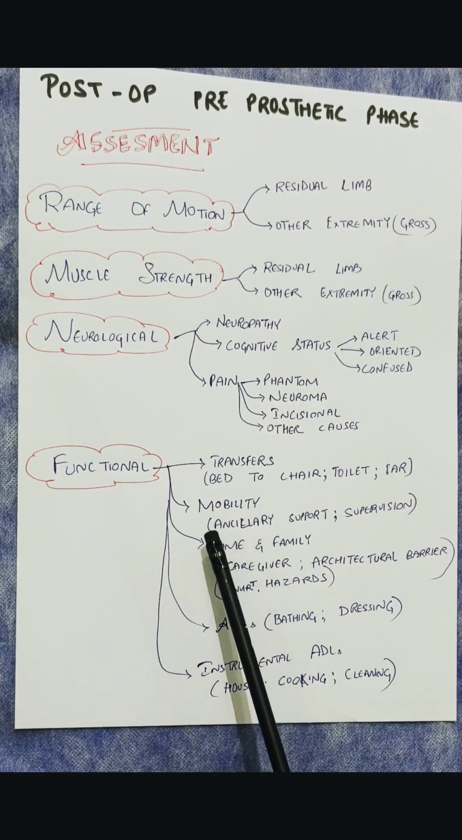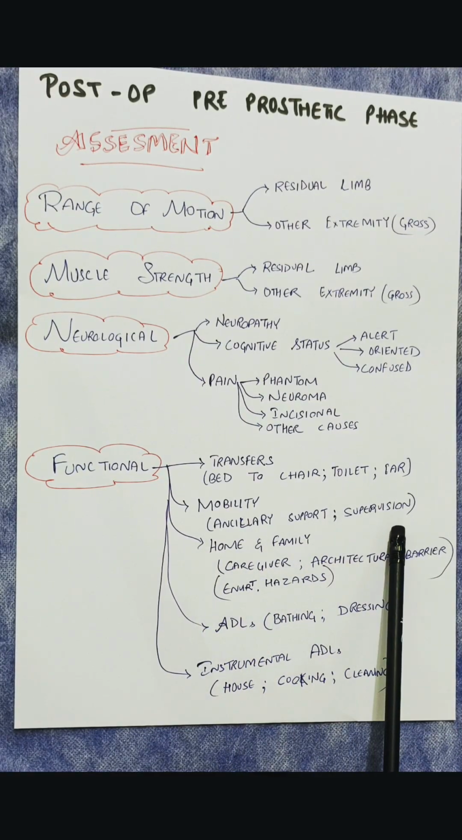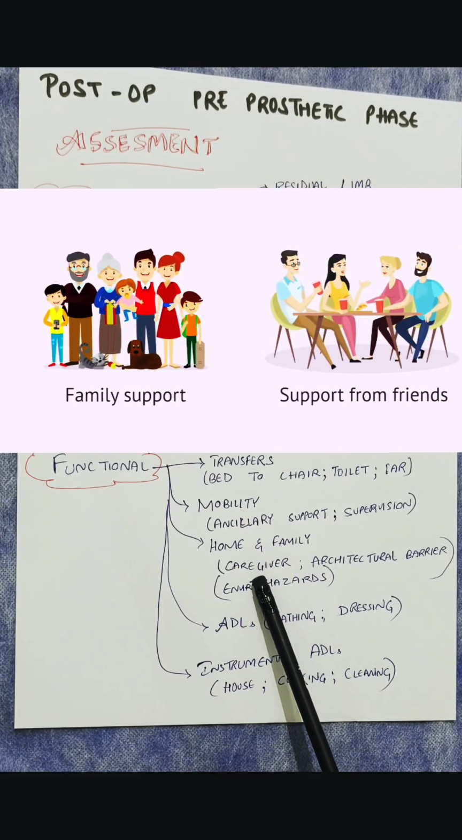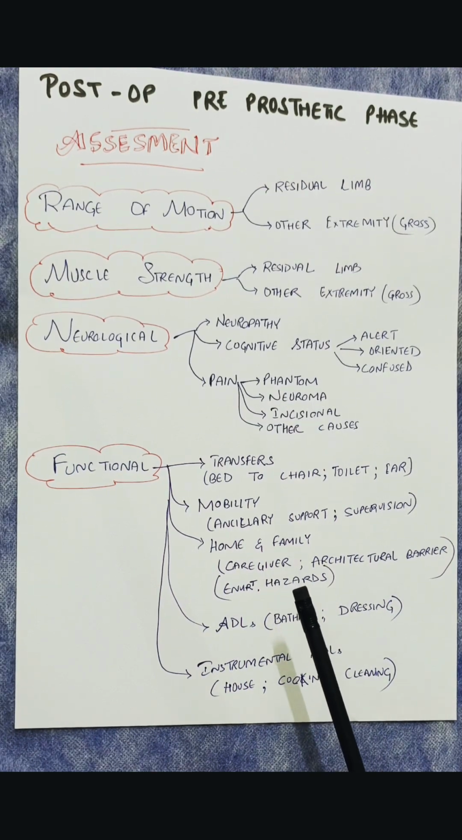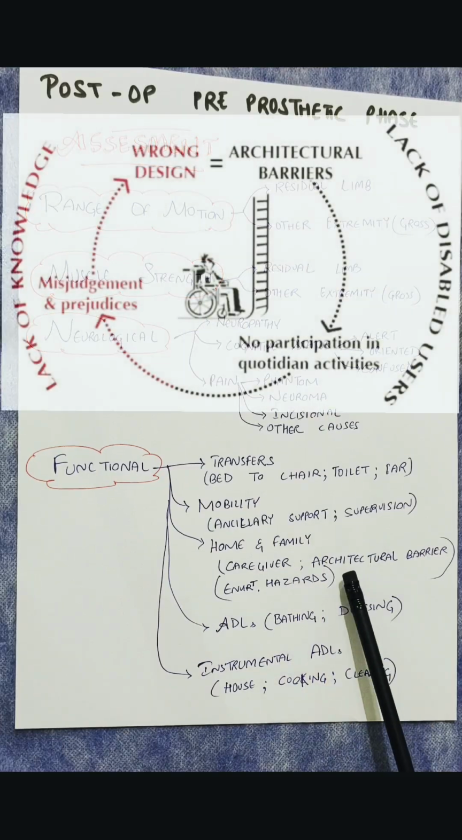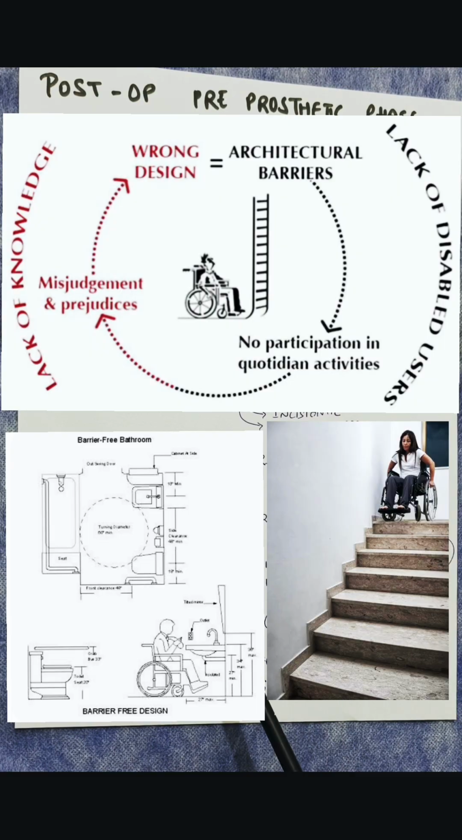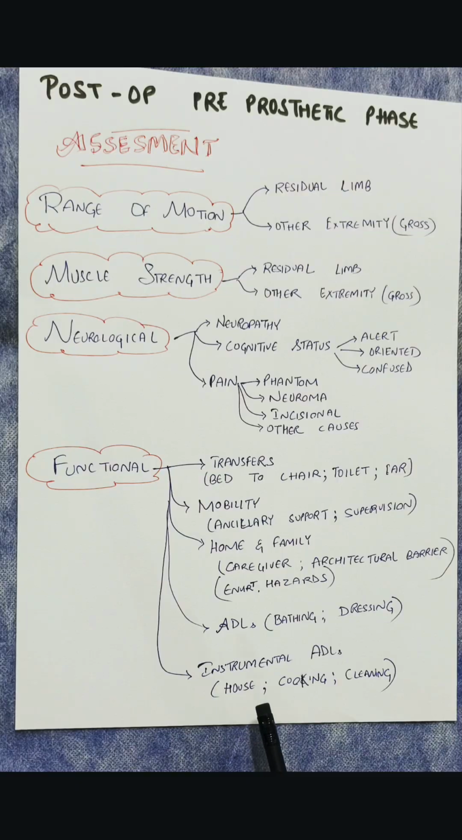We look for the mobility, what all ancillary support they're using. We supervise their mobility, and we look for the home and family, how the caregivers are, whether they understand the condition and help appropriately to the person, their architectural barriers, and all their environmental hazards, their activity of daily living like bathing, dressing, and grooming themselves, their instrumental ADLs including house chores, cooking, cleaning, etc.